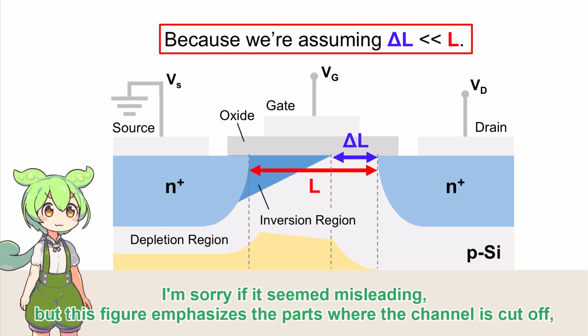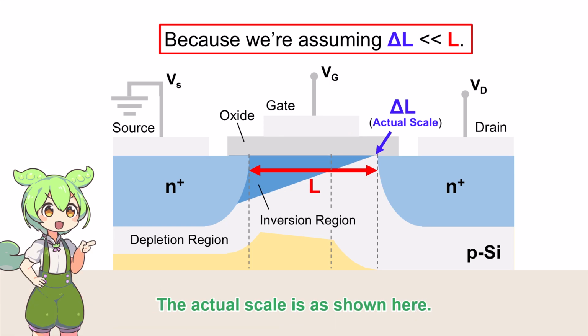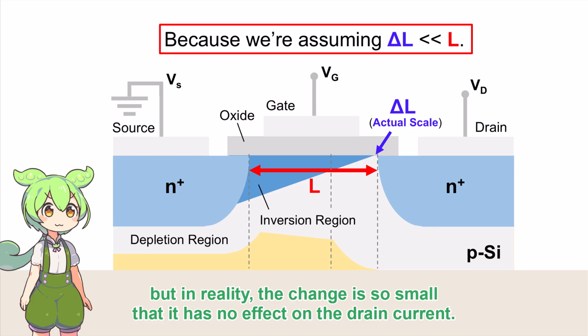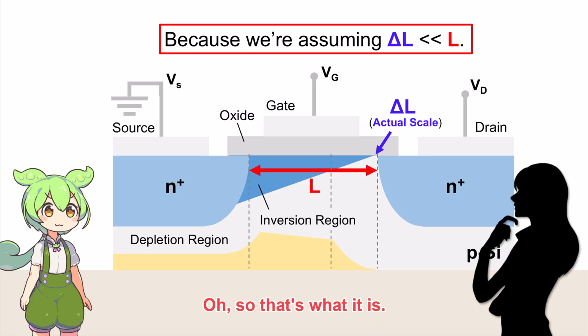I'm sorry if it seemed misleading, but this figure emphasizes the parts where the channel is cut off. The actual scale is as shown here. Therefore, it may seem as if the effective channel length has shortened when the drain voltage is increased. But in reality, the change is so small that it has no effect on the drain current. Oh, so that's what it is.